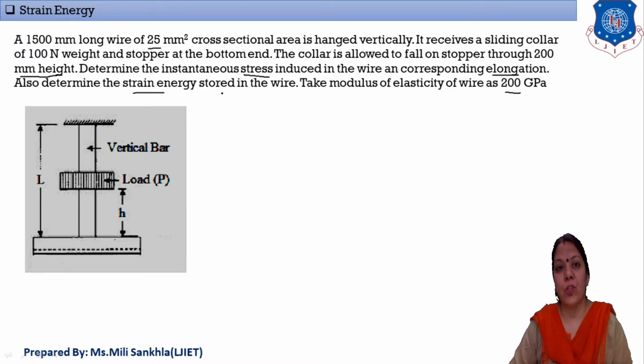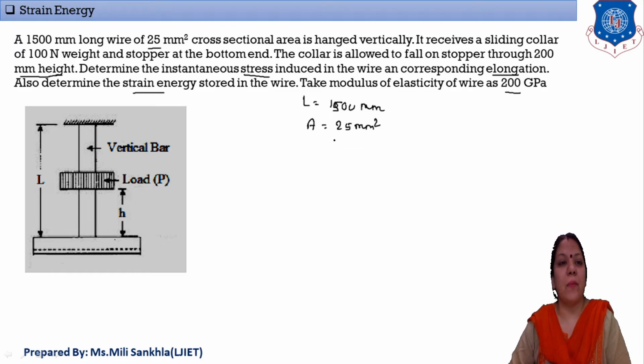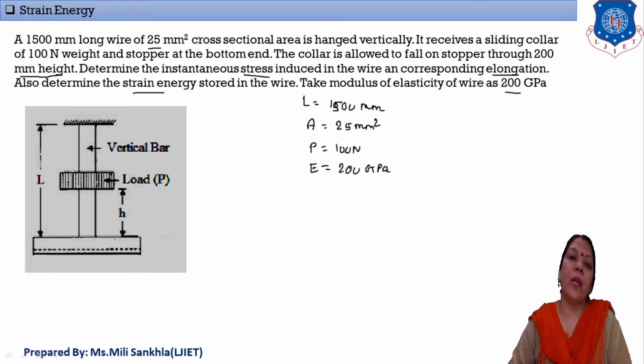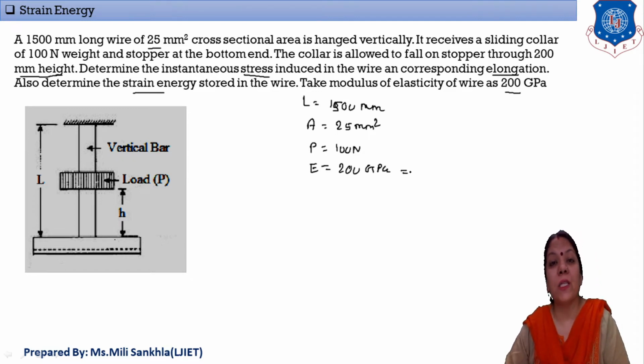So one by one, first of all we mention the data here. The value of L is given, 1500 mm. So right here L is equal to 1500 mm. Area is given, 25 mm square. This data is given in the example, and load P is given, 100 Newton. Second, Young's modulus E is given, 200 gigapascal. Okay, and convert into Newton per mm square. 1 gigapascal is equal to 10 raised to 3.